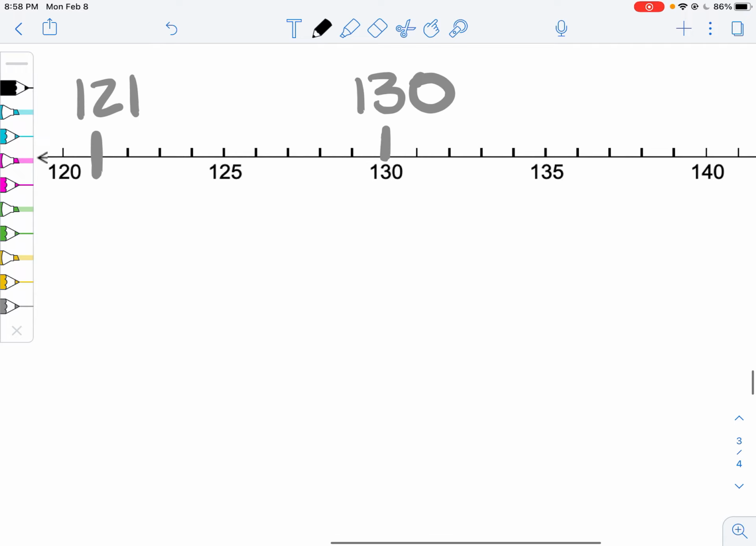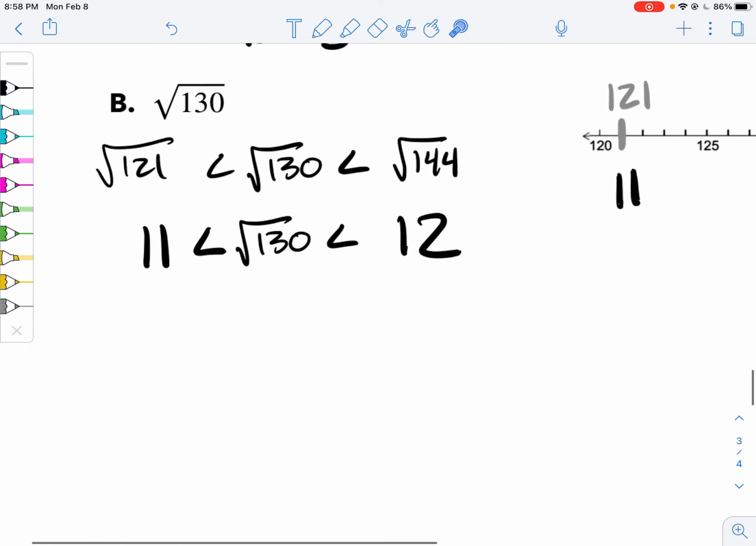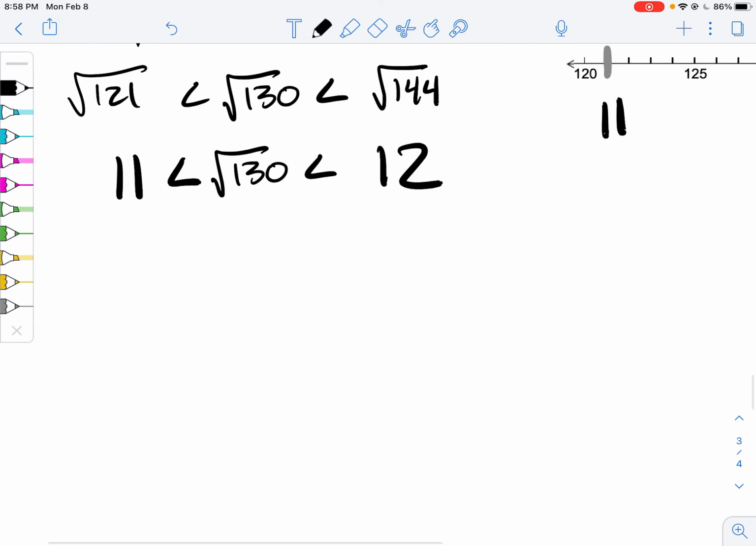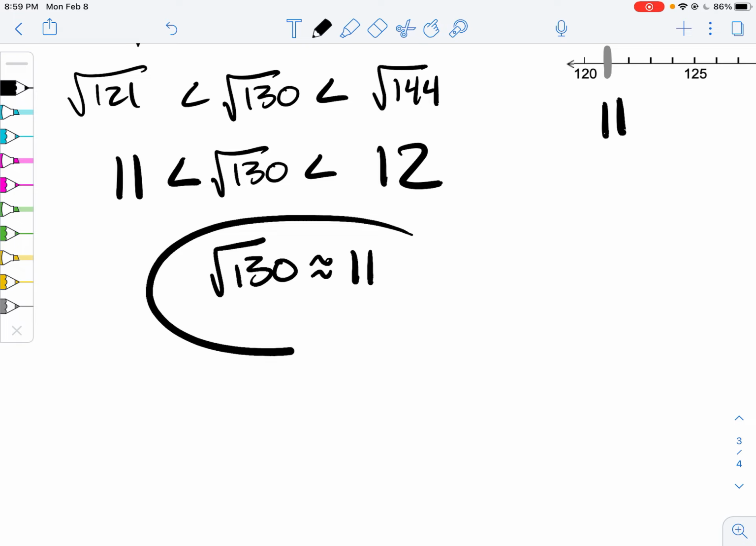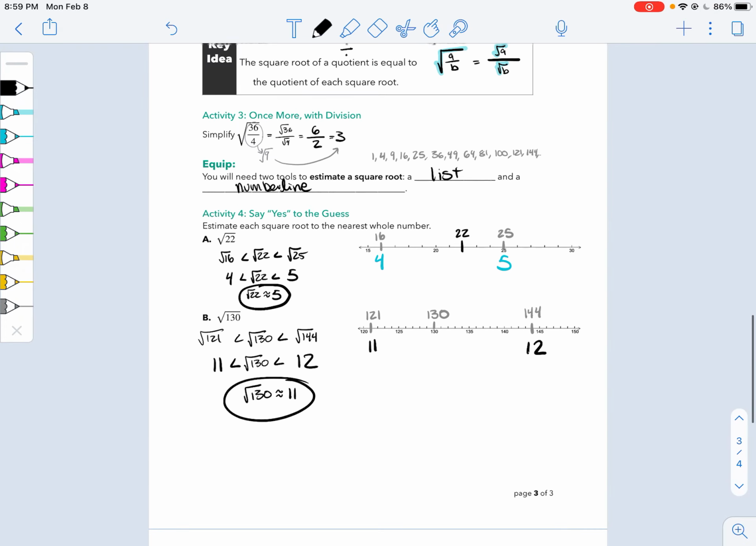Cool. What's it going to be closer to? Well, since 130 is closer to 121, the square root of 130 is going to be closer to the square root of 121, which is 11. It's not as close to 144, so it's going to be about 11. It's approximately equal to 11. Isn't that cool? So cool.